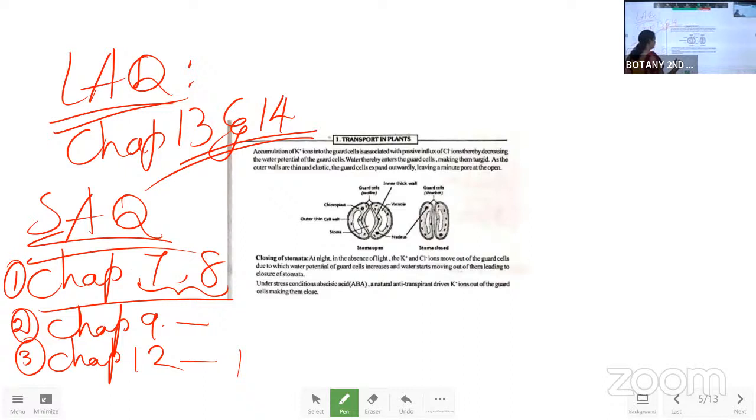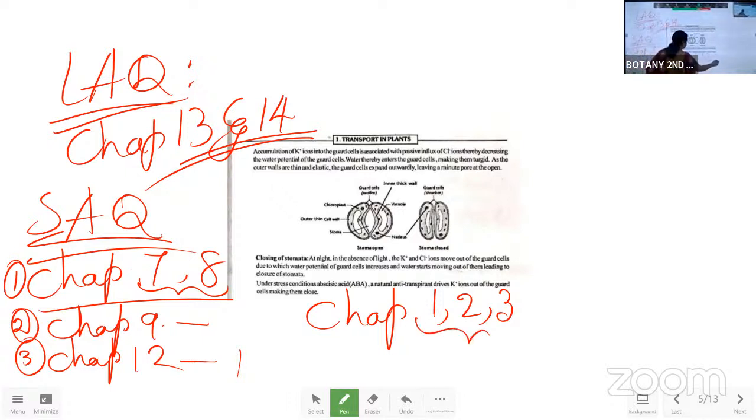Now start going with chapters 1, 2, and 3. That means we can wind up with 2 SAQs or at least 1 SAQ, and if you prepare, you may get a VSAQ also. So it will always be easy, and damn sure we will get a question from these 3 chapters.